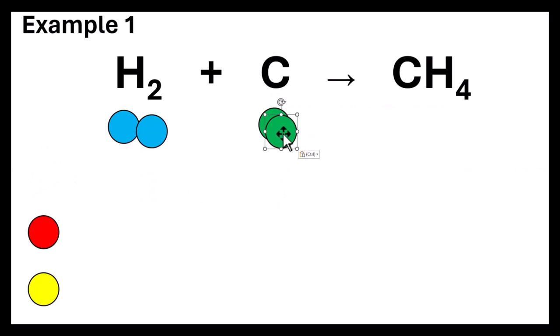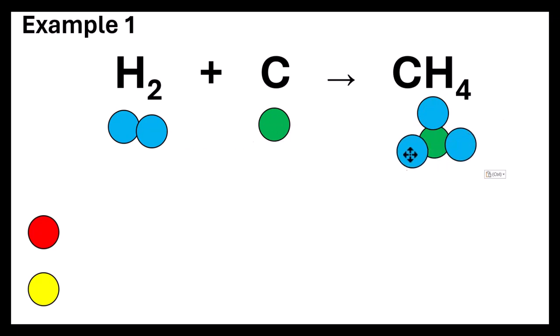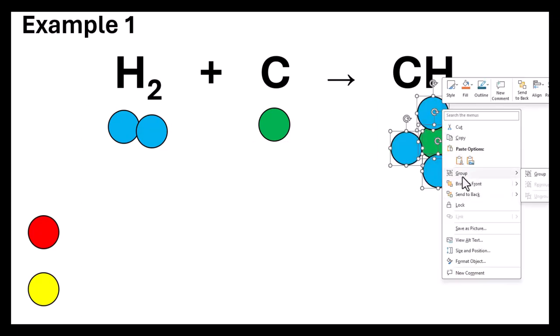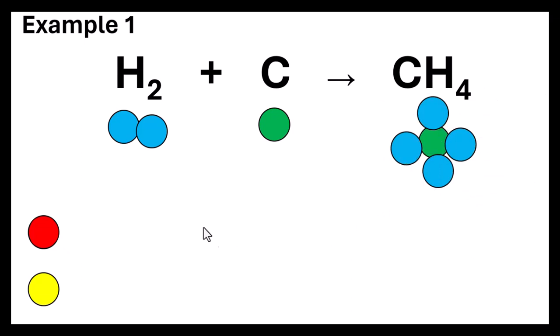And then that means for my final one, I'm going to have 4 green surrounded by 4 blue. And you can see that I've grouped these together like so. Okay, now we can see that we don't have these balanced because we have only 2 hydrogen atoms on the reactant side and 4 on the product side.